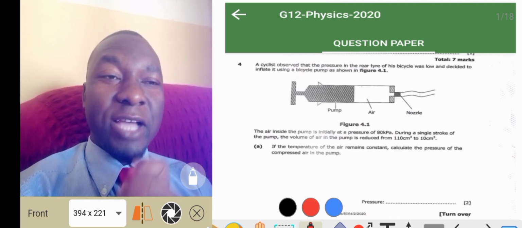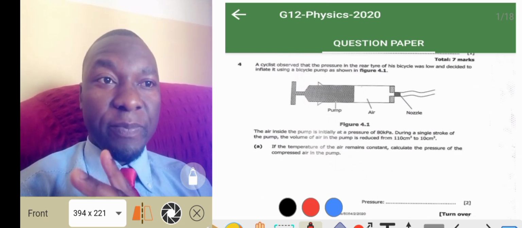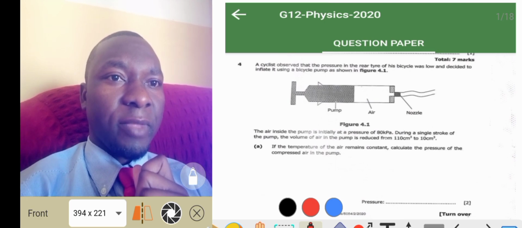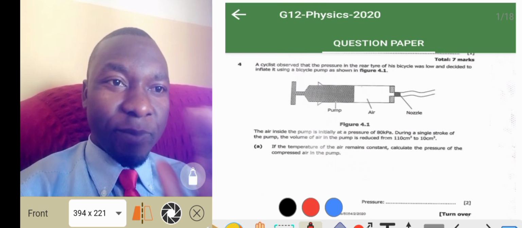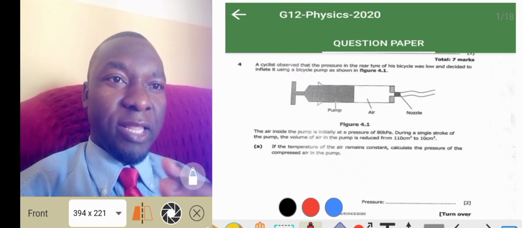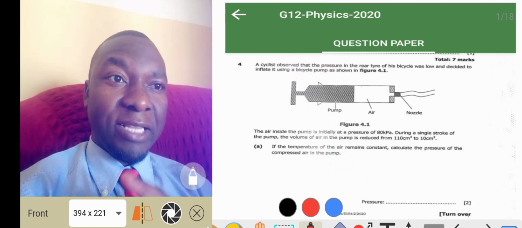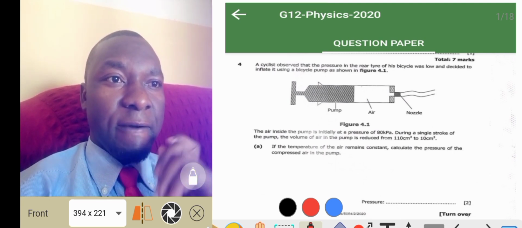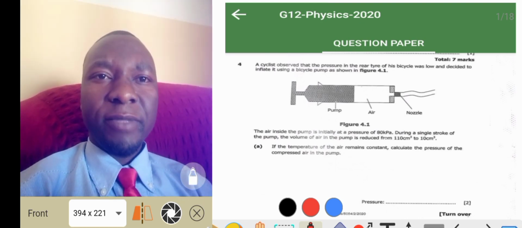That is a very good point. So if the temperature is kept constant, you already know we are dealing with Boyle's law. What are we calculating? Calculate the pressure of the compressed air in the pump. All right, simple question. So we see from this question that our initial pressure is 80 kilopascal. Our initial volume is 110 centimeter cubic, and we know that our final volume is 10 centimeter cubic. So what we're looking for here is the second pressure, the final pressure.